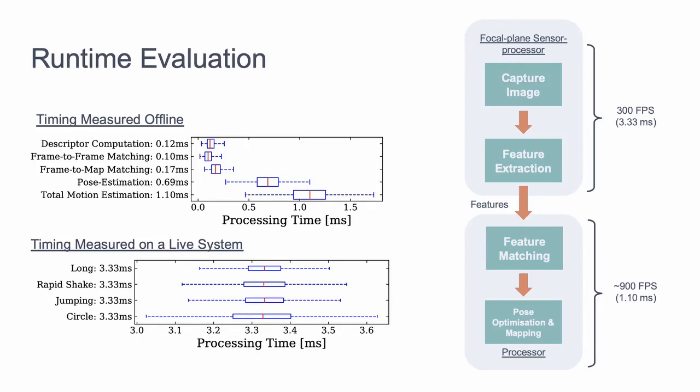On the bottom left, we provide a breakdown of how much time was spent per frame when operating the system live. This includes the idle time, where the system is waiting for the new feature from the SCAMP5. The median is 3.33 milliseconds, which is 300 FPS. This indicates that the bottleneck of the system is the frame rate of the SCAMP5, which is limited to 300 FPS when detecting both corners and edges. The figure on the right is a summary of the frame rate at which the different components of our system operate.